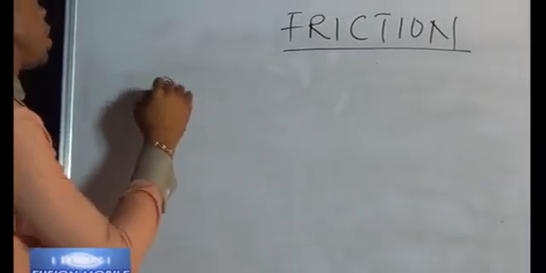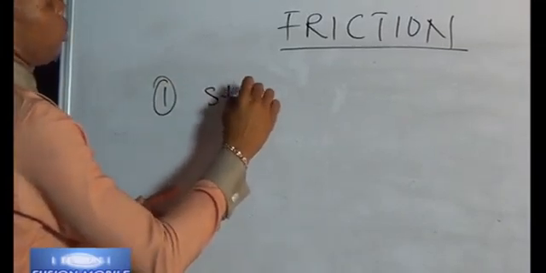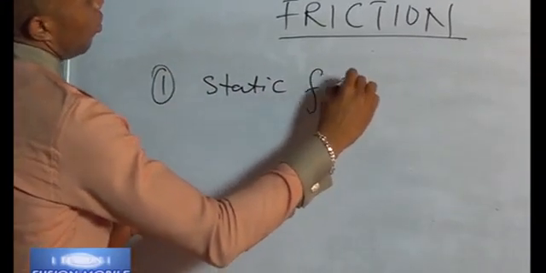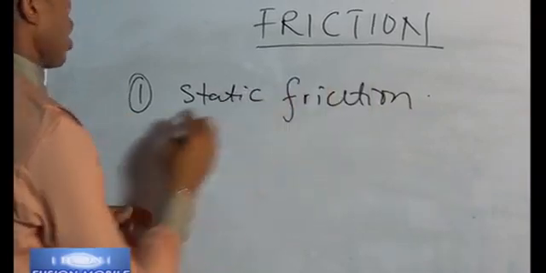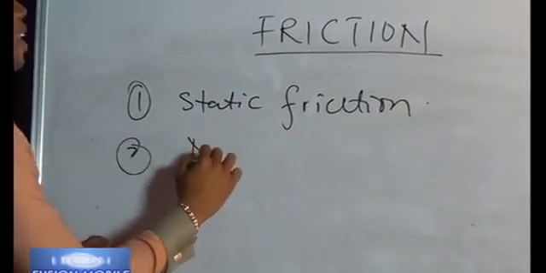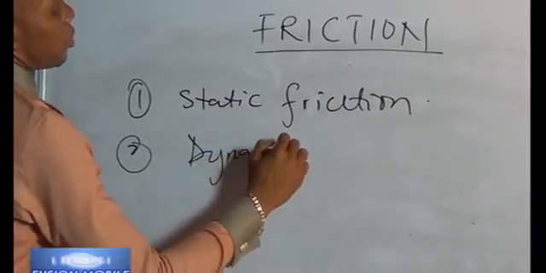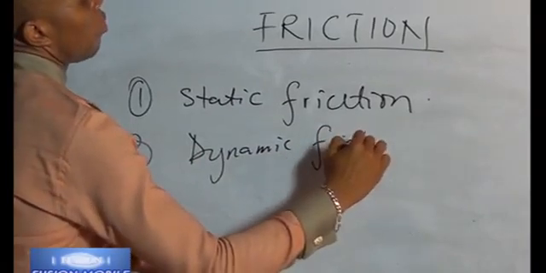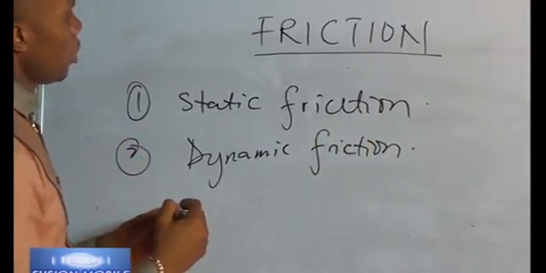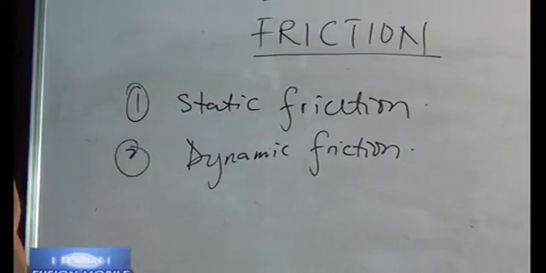And we have two types of friction. The first one is what we call the static friction, and the second one is what we call dynamic friction. In explanation, they look so much alike, but they are not the same.